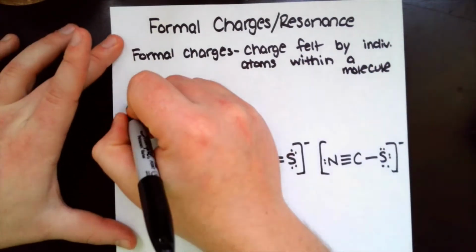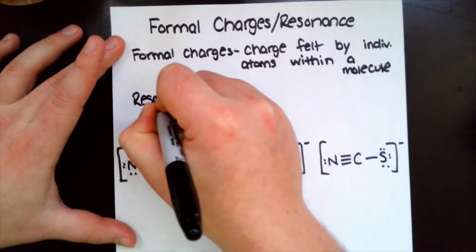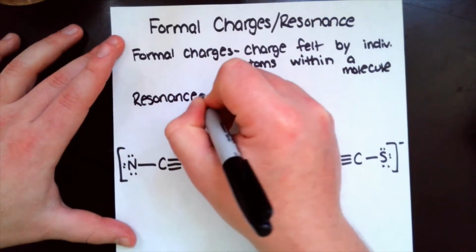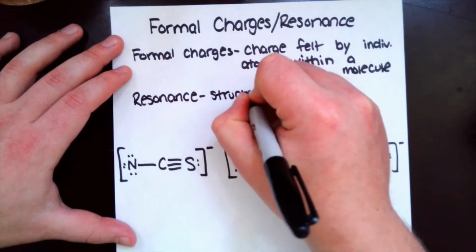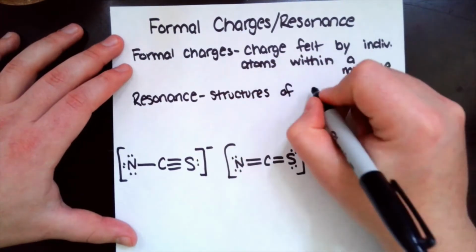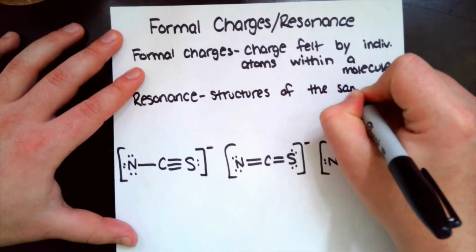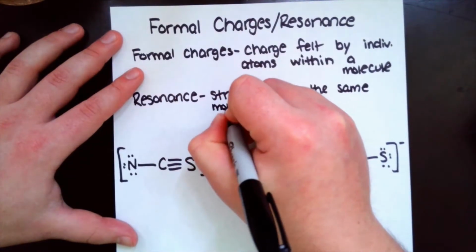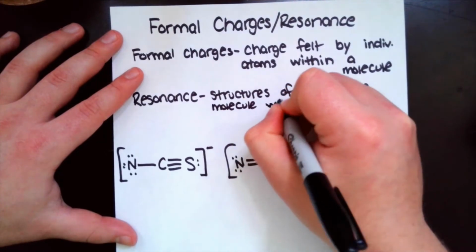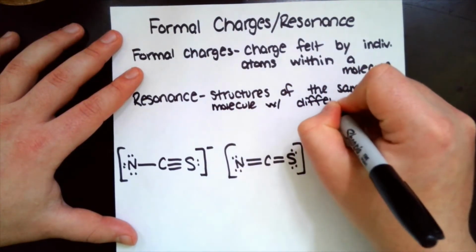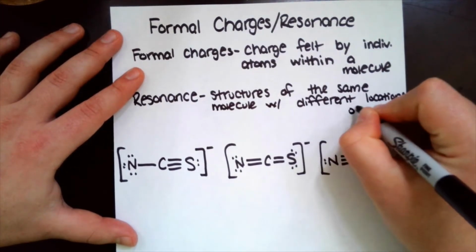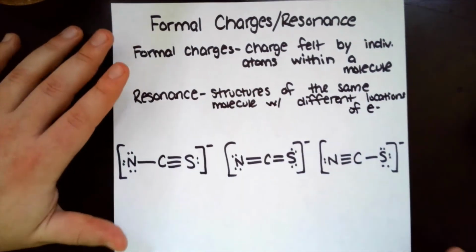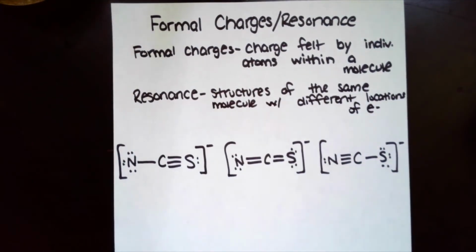Now, resonance. So resonance structures are basically structures of the same molecule with different locations of electrons. So for instance, these three structures I have shown right here. These are all the same molecule, and there are three resonance structures of that same molecule.